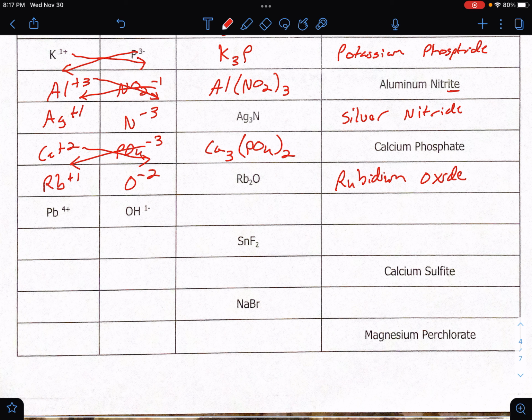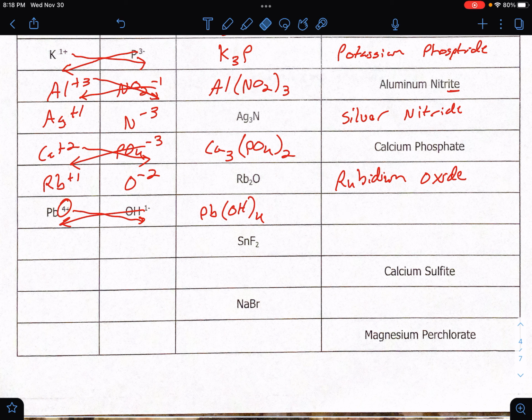Pb with +4 and OH with -1. So I can see these are not balanced. I'm going to take the 4 here, take the 1 here. So I only need 1 Pb, but I need 4 of these hydroxides, but I'm going to put OH in parentheses first and then put a 4. Now, if you look, Pb is a transition metal, so that means we do need a Roman numeral. So my charge is a 4, so there's my Roman numeral. So this is, oh, sorry, this is not iron.